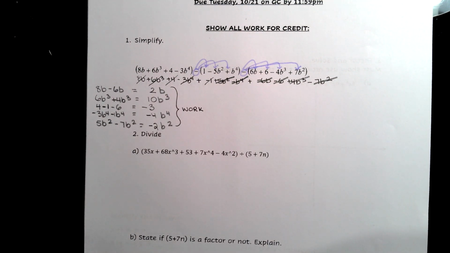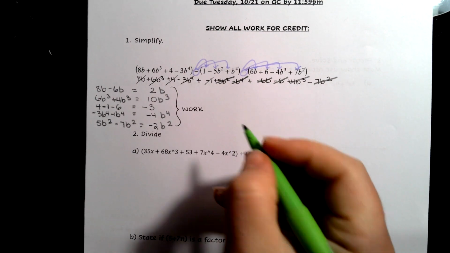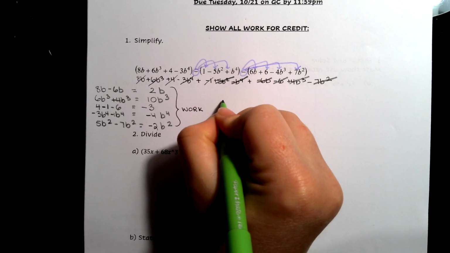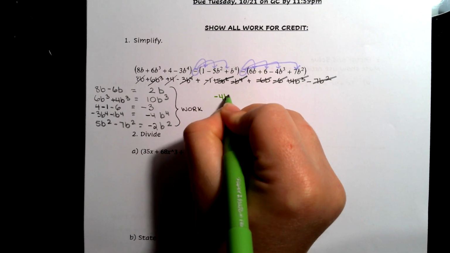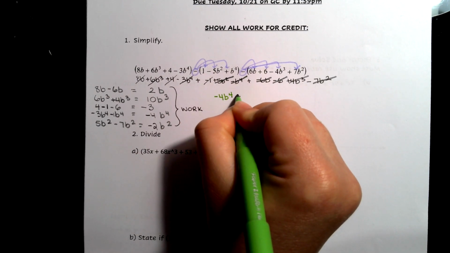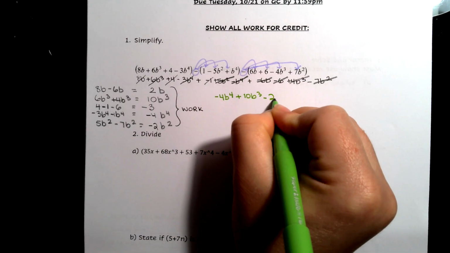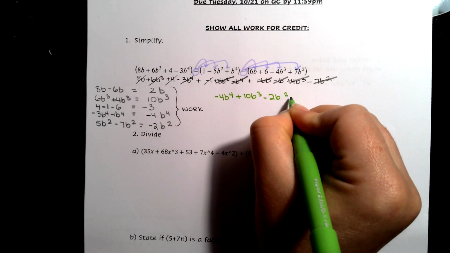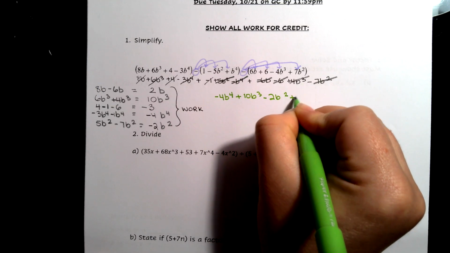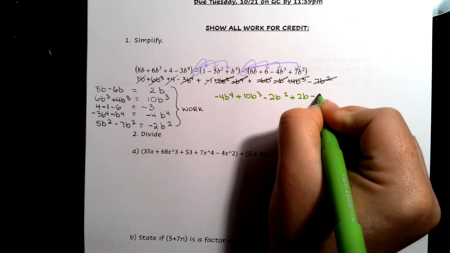So to write out your answer, you're going to write them in standard form. So highest exponent goes first. So negative 4b to the fourth power, then a positive 10b cubed, then a negative 2b squared. Then we have a positive 2b and a negative 3.